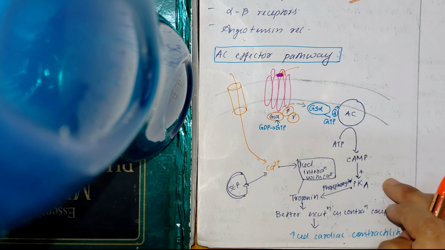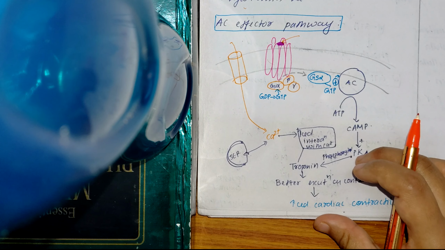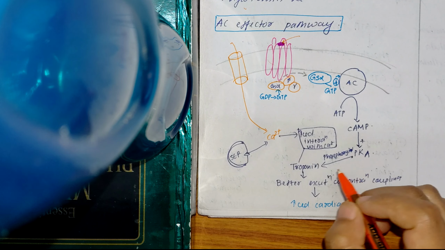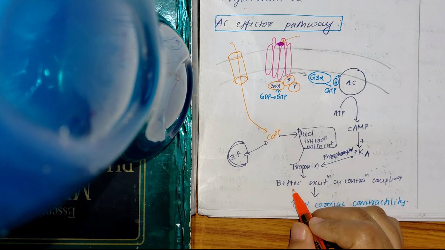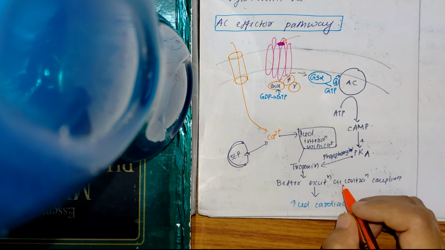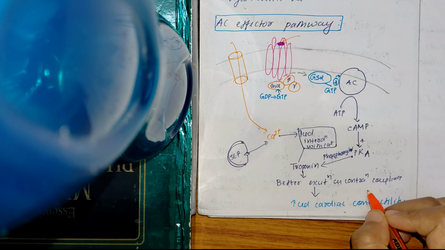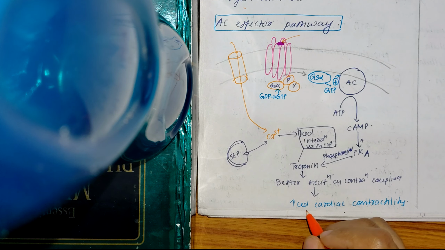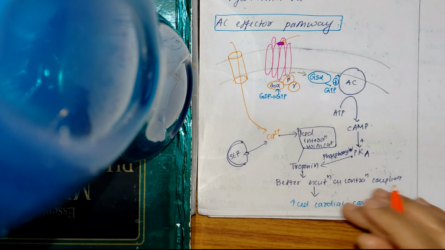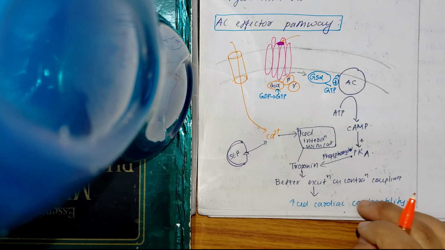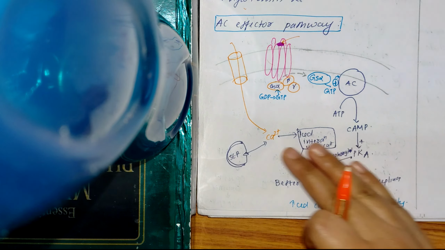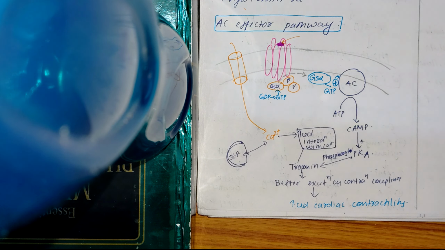The PKA pathway is phosphorylating and activating proteins such as troponin. So it will lead to better excitation-contraction coupling, and ultimately to increased cardiac contractility. This will be the drug effect. Increased cardiac contractility is one of the examples. In the textbook there are even more examples. So this is how you should interpret that image.